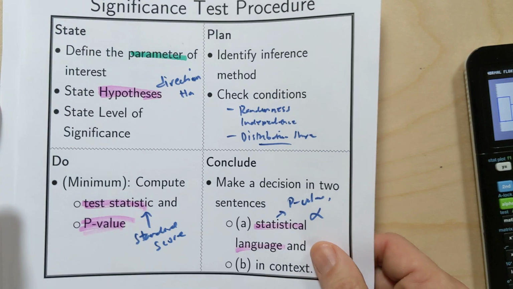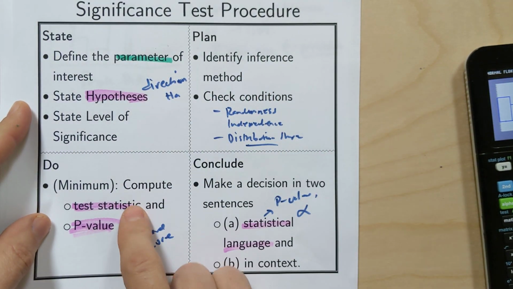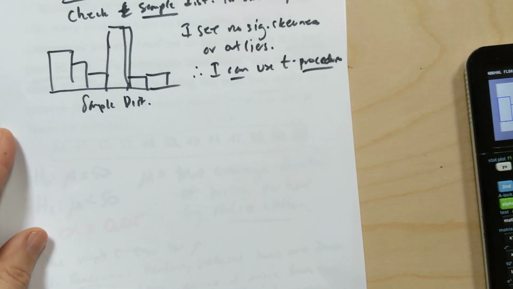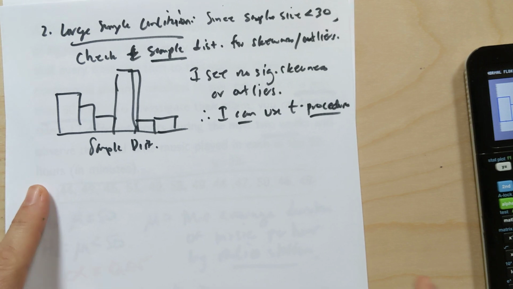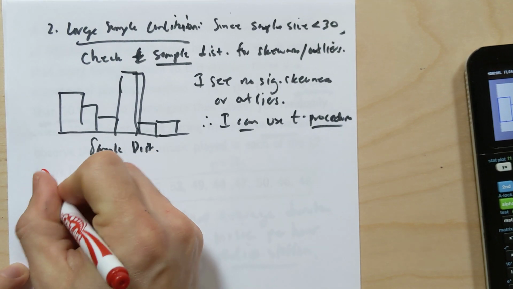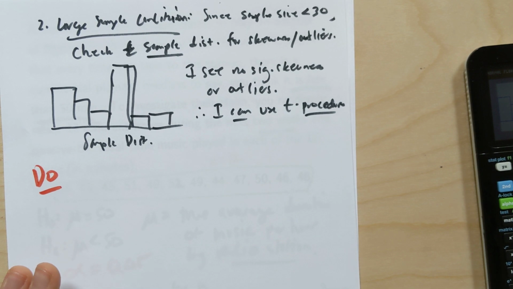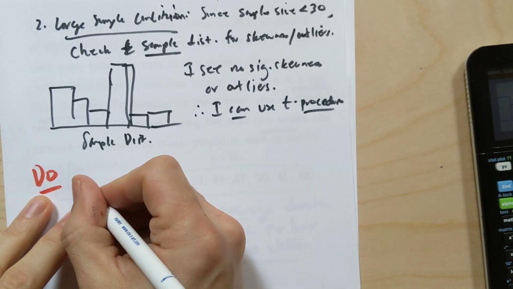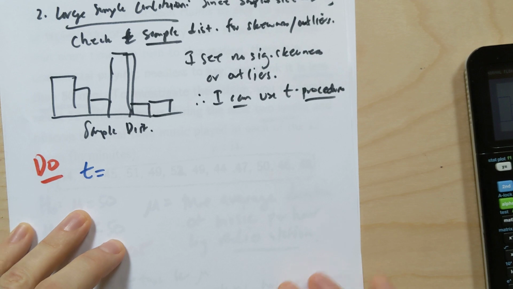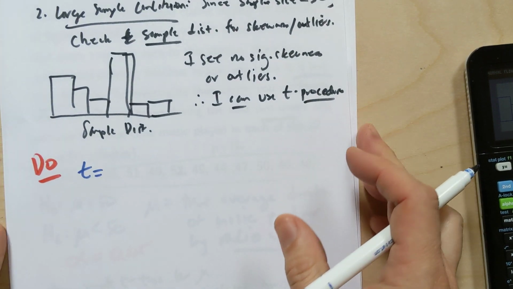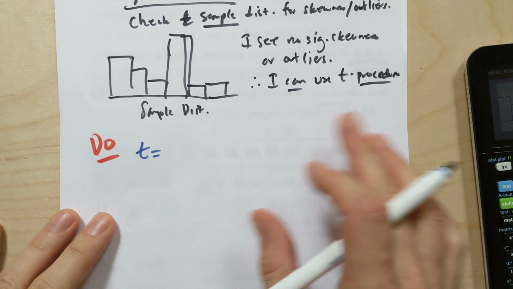All right, so now what do we have left? Well, just like always, we stated, we planned, now we've got to do. So we'll need a test statistic and a p-value. When we're doing a one sample t-test, the test statistic, instead of being a z, will be a t, but it'll still be just a formula like a standard score, or like a z-score.